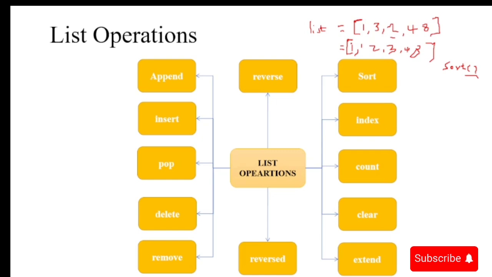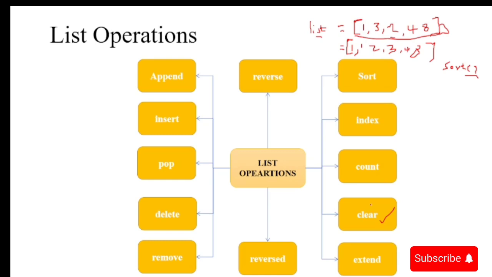And then we have clear. The clear list operation removes all the elements from the list. If I have my list and I want to remove all these elements, I will remain with an empty list. I will use the clear method to delete everything from this list. So it simply removes all the elements from the list.